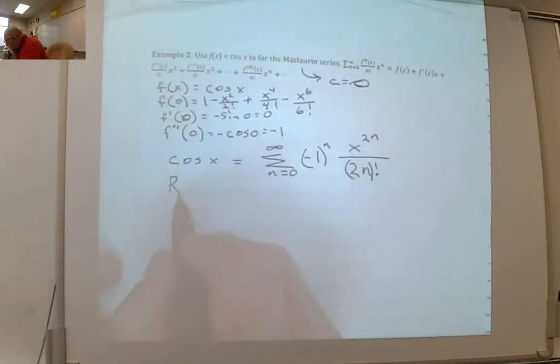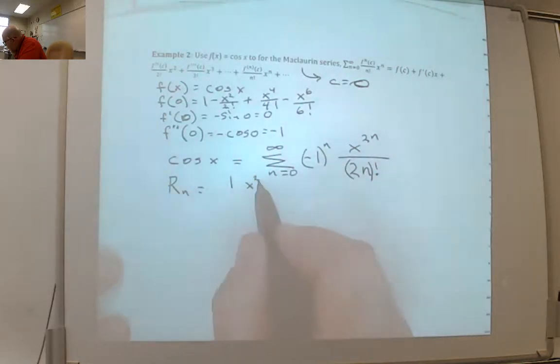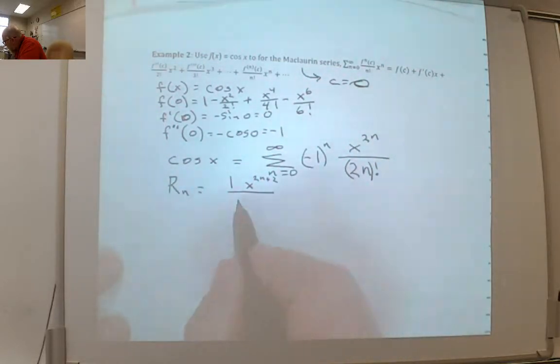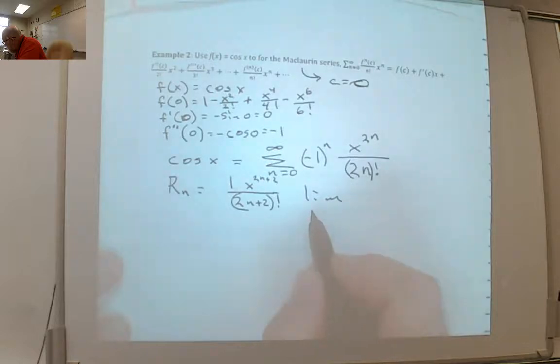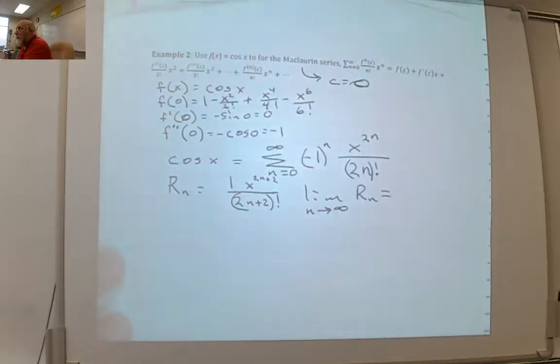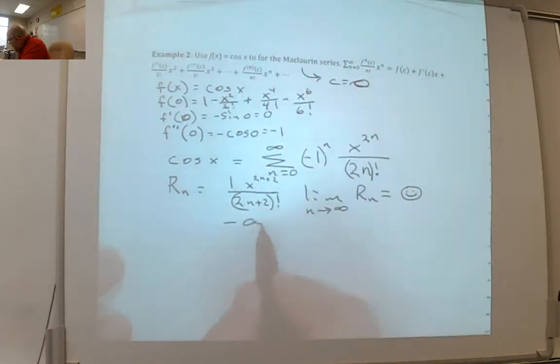So R of n, which is what I'm going to take the limit of, again, the greatest derivative cosine could be is 1. And then I'm going to have x to the 2n plus 2, because that's the next number. I put in n plus 1 here and distributed the 2, over 2n plus 2 factorial. I'm going to take the limit of that, and what do I get here? Do I get 0? Yes. So that means it's convergent from negative infinity to positive infinity.